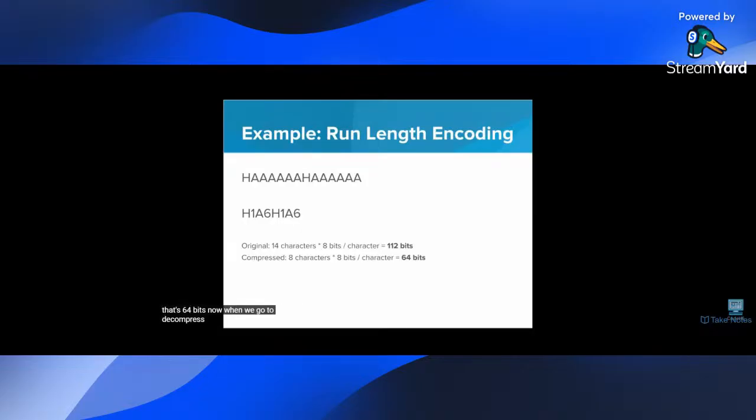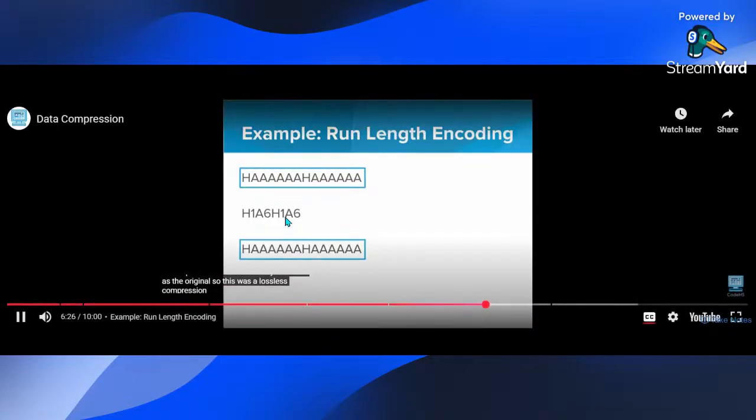Now when we go to decompress, we need a decompression algorithm that reverses the process. So what we'll do is we will loop over the compressed version, and we will write out that given character that given number of times. So first off, I see an H1, so to decompress, we'll write an H, followed by an A6, so we'll write out 6 A's, followed by another H1, it's a single H, followed by another A6, so we'll write out 6 more A's. And we see that the decompressed version is exactly the same as the original. So this was a lossless compression algorithm.